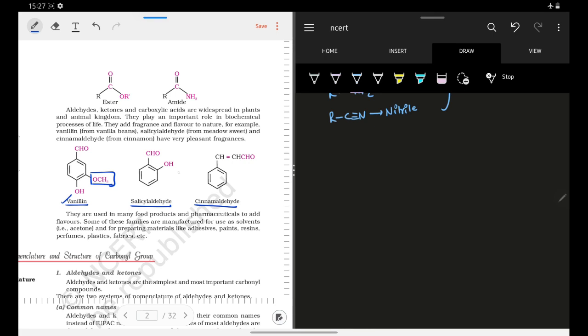Suppose they give you vanillin and then they say that I have to reduce it with zinc amalgam and HCl. So you know that zinc amalgam and HCl can actually reduce this. It is Clemmensen reduction.